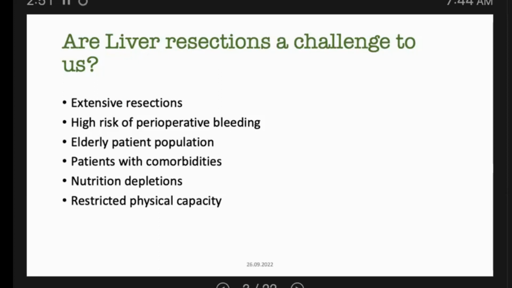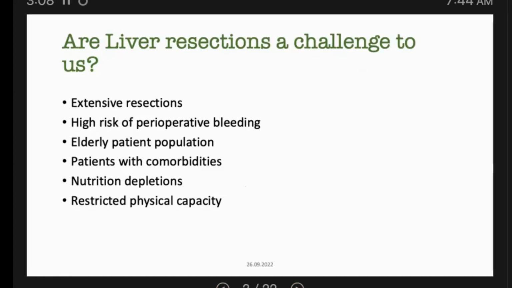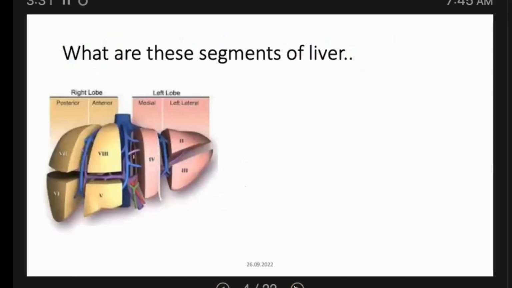Also the elderly population is the majority that come across for these surgeries, and also the patients with comorbidities. So this may be the trouble. And the other problem is, these patients have comorbidities, and also they have nutrition depletion. Most of them find it difficult to eat and drink, and also they have a lot of nutrition deficiencies which you need to address, and also they have restricted physical capacity because of the disease itself, because most of them are malignancies. So let's just roughly go through what our liver is.